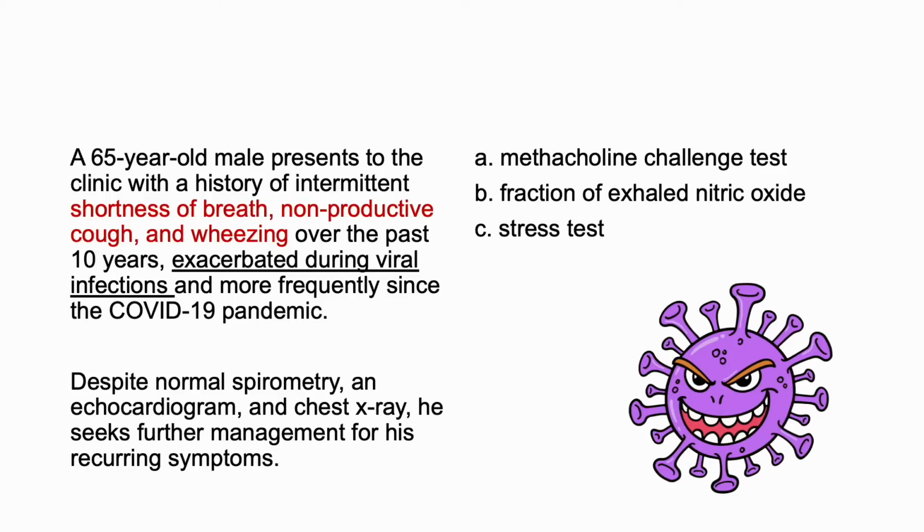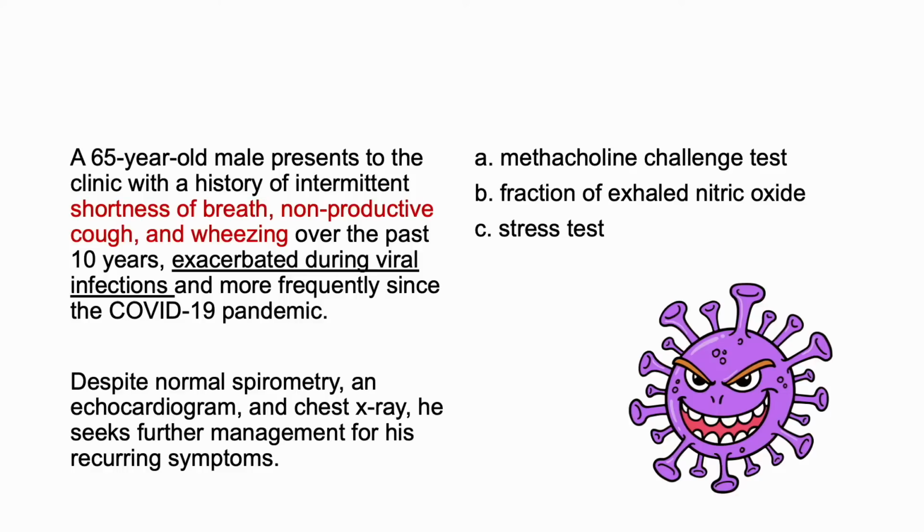What do you think is the most appropriate next best step? Would you order a methacholine challenge test, order a fraction of exhaled nitric oxide, or refer him to a cardiologist for stress testing? The patient's symptoms are suggestive of asthma, especially given the recurrent nature and association with viral infections.